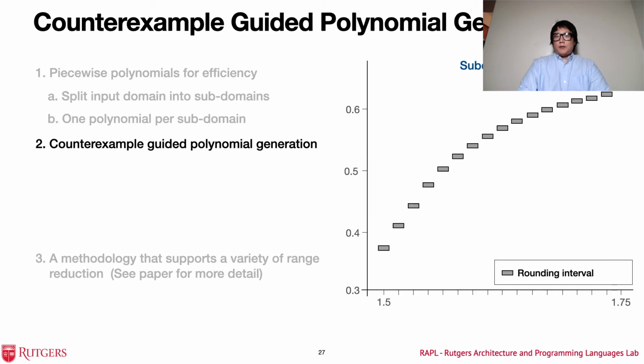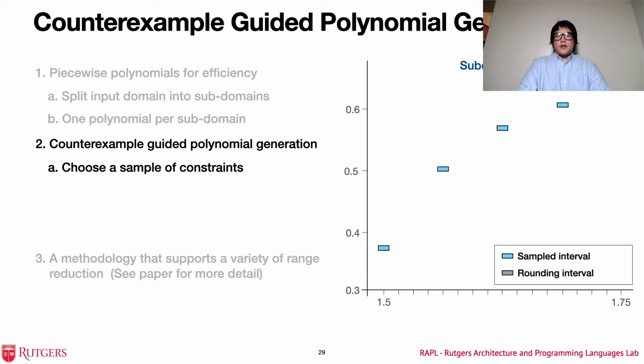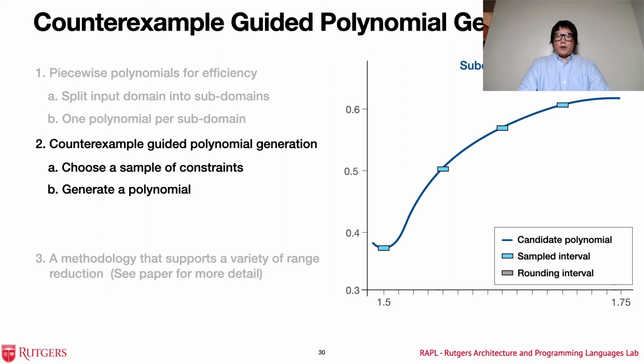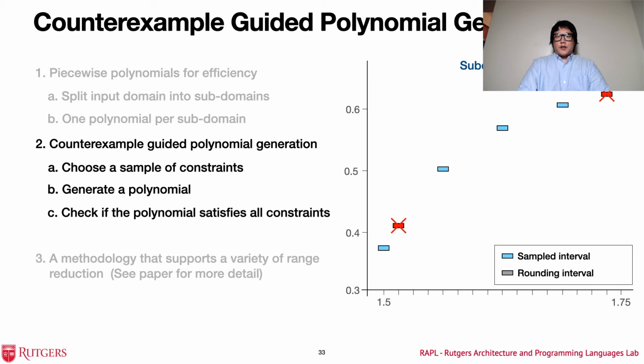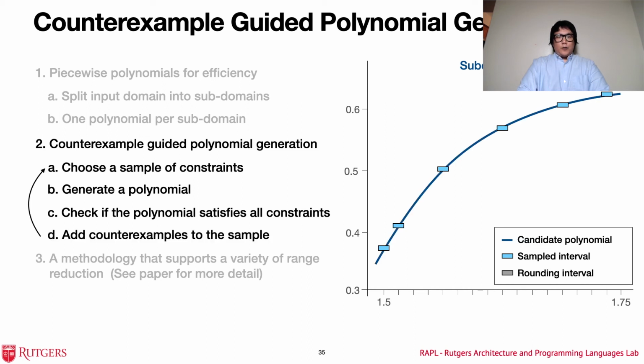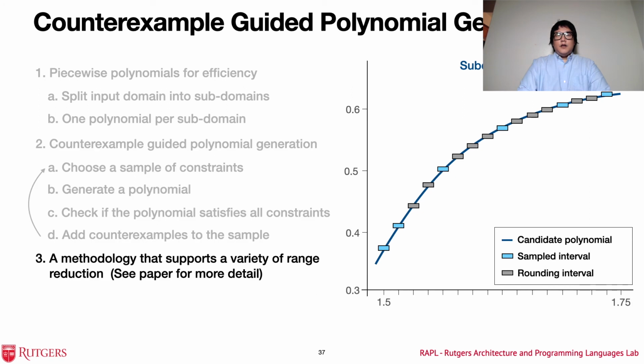Second, each subdomain still may contain millions of inputs. LP solvers cannot feasibly handle millions of constraints. So we use the counterexample guided polynomial generation technique inspired by program synthesis. We first sample a small number of constraints and use just these constraints to generate a candidate polynomial. Then we check if our candidate polynomial satisfies all constraints in the subdomain, and if it does not, we identify those constraints and add them to our sample pool. Then we use the new sample of constraints to generate another candidate polynomial and repeat this process until the polynomial satisfies all constraints. Third, we propose a methodology that supports a variety of range reductions.